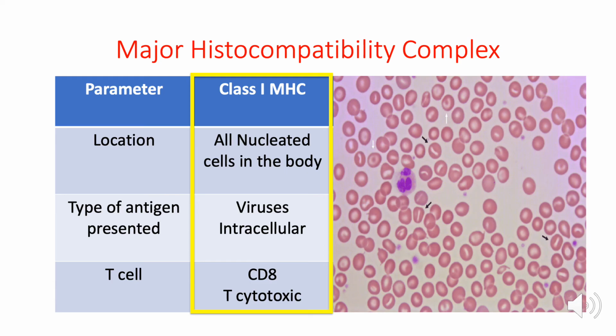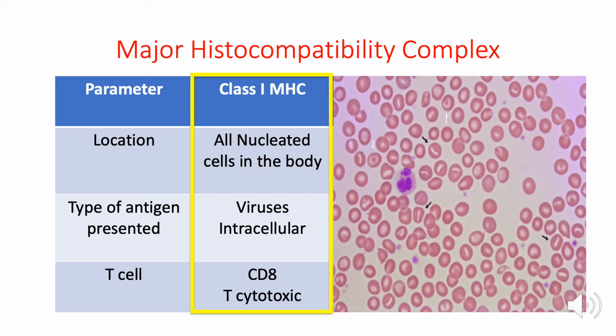That's why T cytotoxic cells, even if they bump into a red blood cell with a Plasmodium species inside it, will never ever have an idea that there's something wrong with that red cell, because the red cell is not a nucleated cell and it cannot present using class 1 MHC.